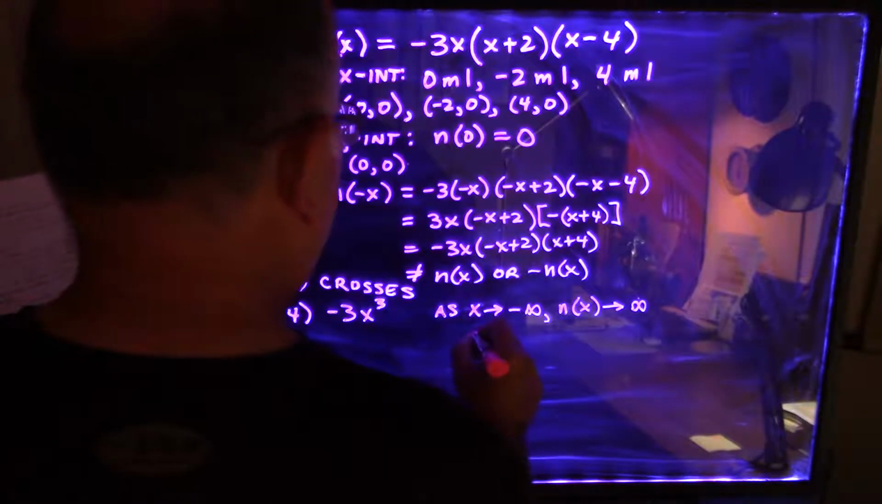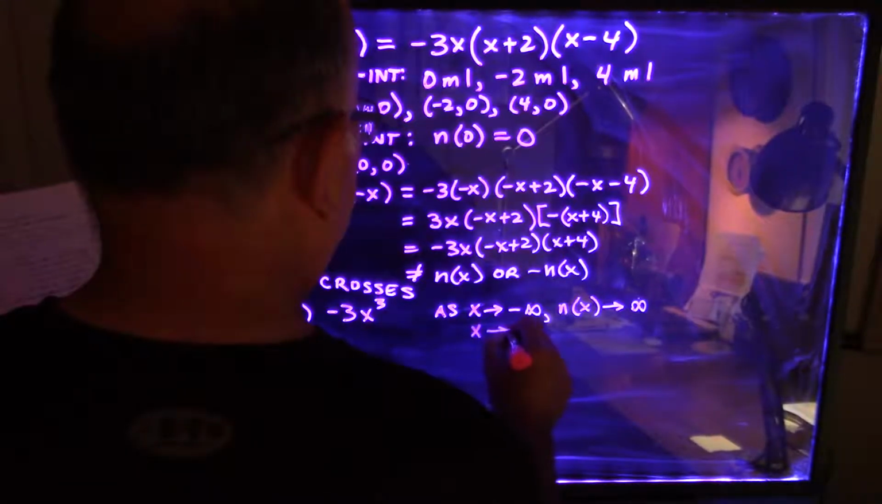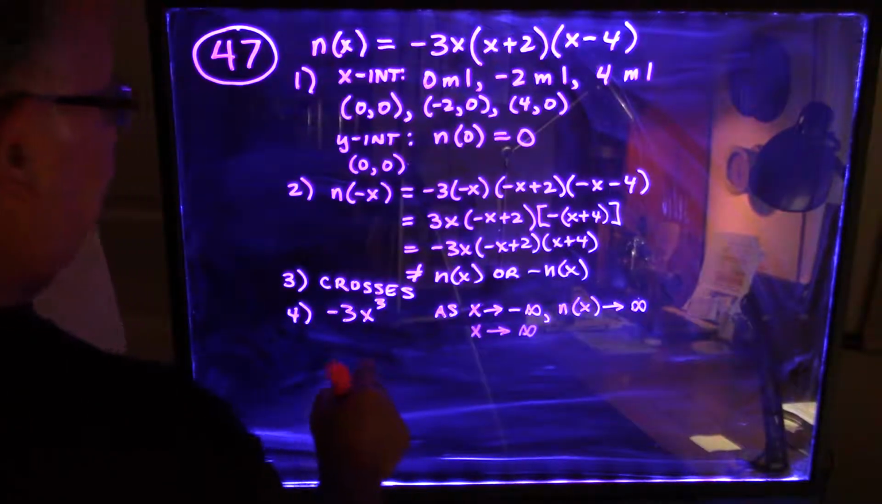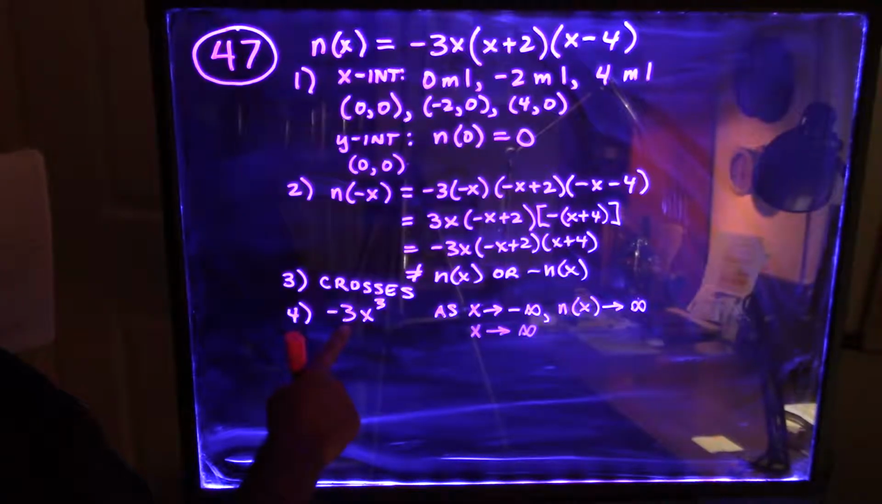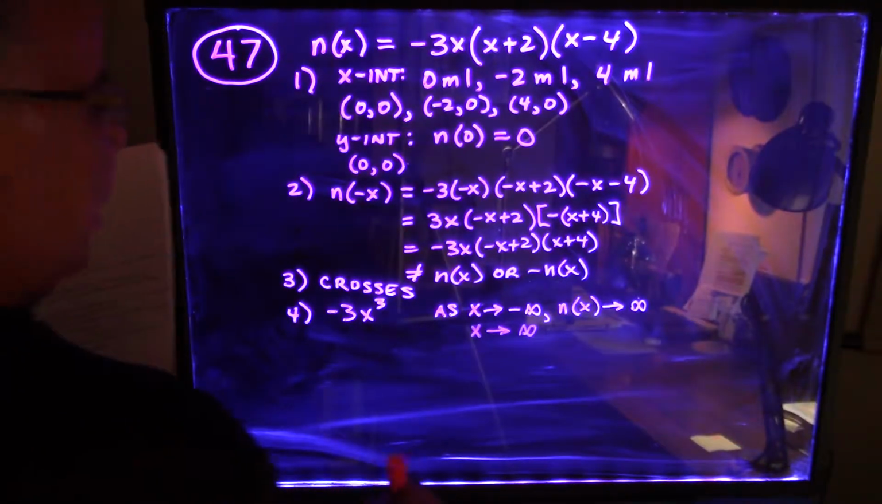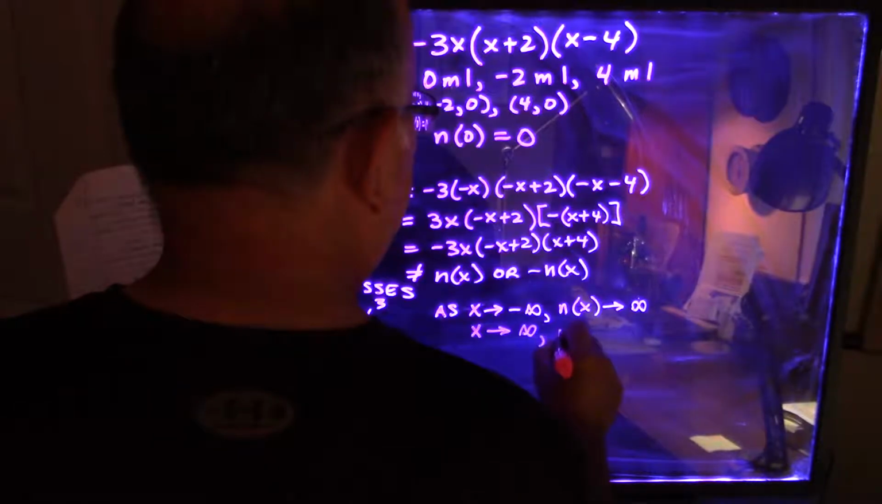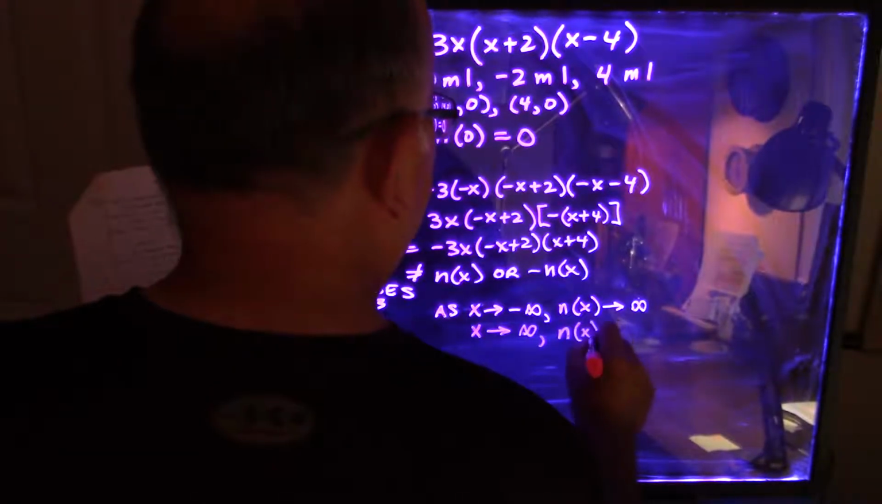And as x goes to +infinity, put in positive numbers in here, cube them, they're still positive. Multiply that by -3, it's going to become negative. Alright, so n of x goes to -infinity.